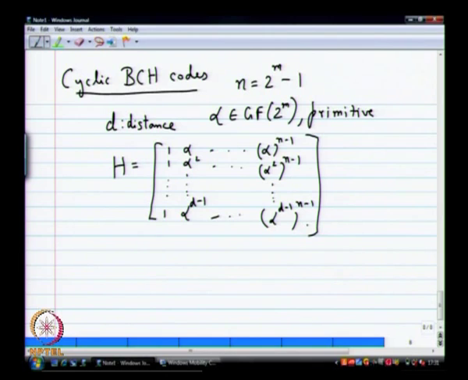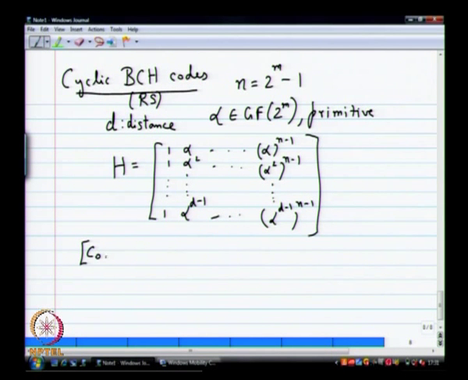Reed Solomon codes also. I said BCH, but Reed Solomon also: when n is equal to 2 power m minus 1, both of them have the same parity check matrix. What you can show is this cyclic property. What is the cyclic property?